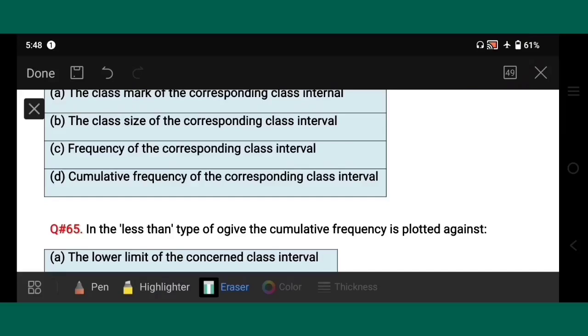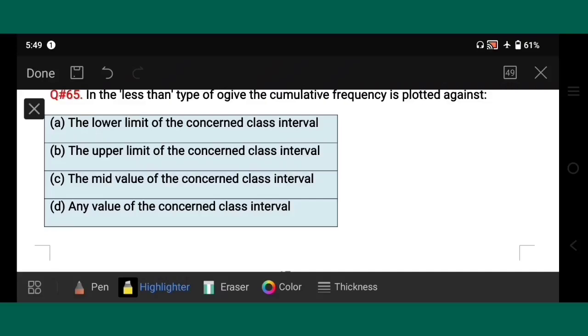Question number 64. In a histogram, the area of each rectangle is proportional to, the options are, the class mark of the corresponding class interval, the class size of the corresponding class interval, frequency of the corresponding class interval, cumulative frequency of the corresponding class interval. So the correct option is frequency of the corresponding class interval.